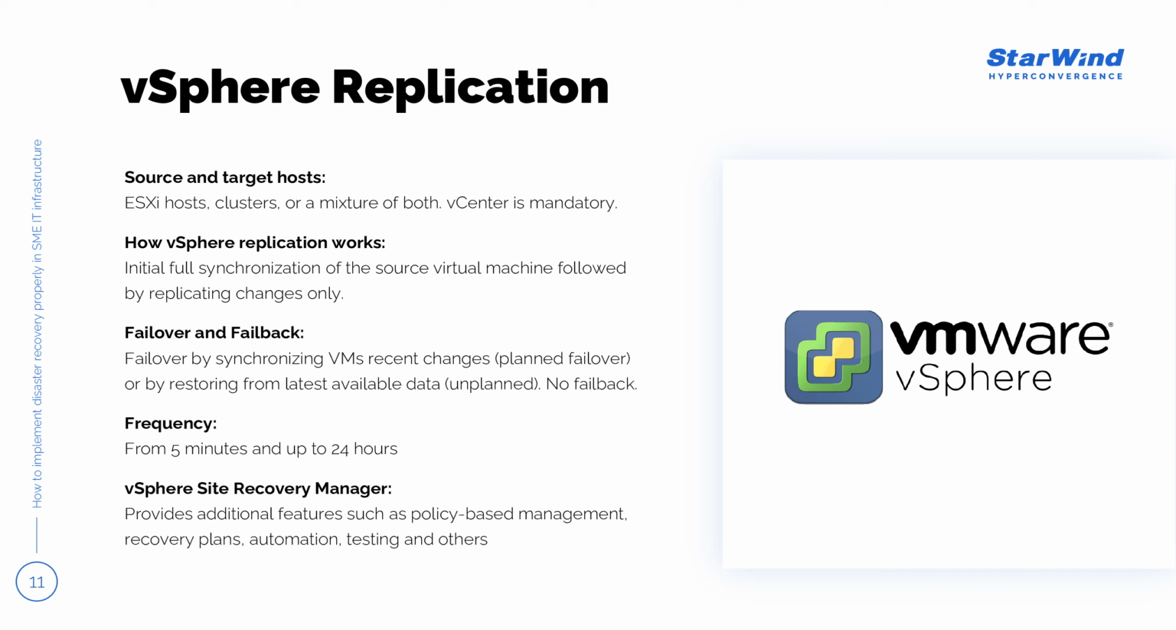Now, as to vSphere Replication, it's very similar to what we have described previously in Hyper-V. So it performs an initial full synchronization of the source virtual machine and its replica copy. Then the vSphere Replication agent sends changed blocks in the virtual machine disks from the source side to the target side.